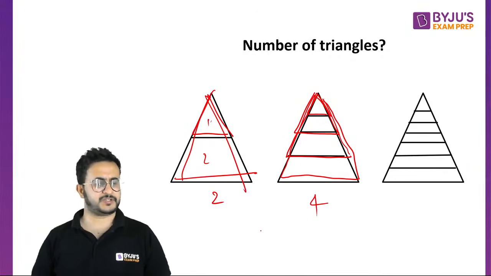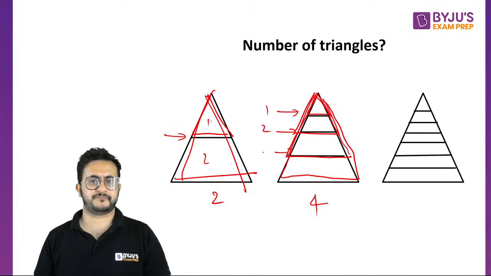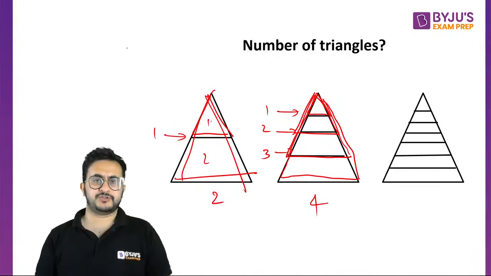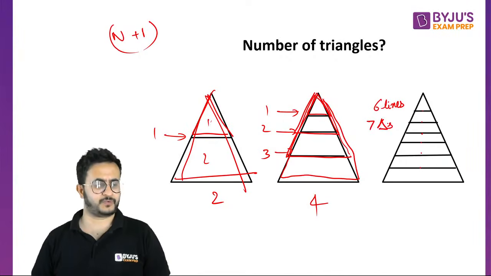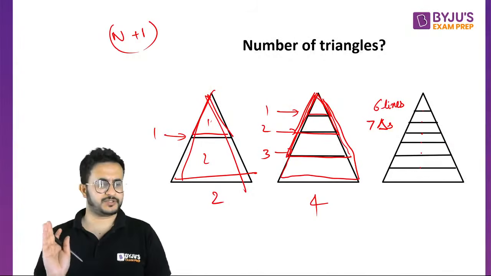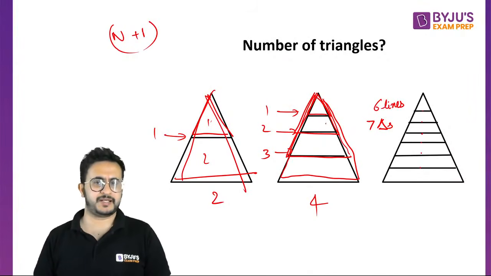How do we find the number of triangles? Let us understand a generalized thing. In this, there was one line. In this, there were one, two, and three lines. So if you cut a triangle horizontally with parallel lines, and the number of lines is n, there will be n plus 1 triangles. Now let's count the number of lines: 1, 2, 3, 4, 5, 6. So 6 lines means there will be 7 triangles. That is one of the basic rules: if you cut horizontal parallel lines, the number of triangles is n plus 1.